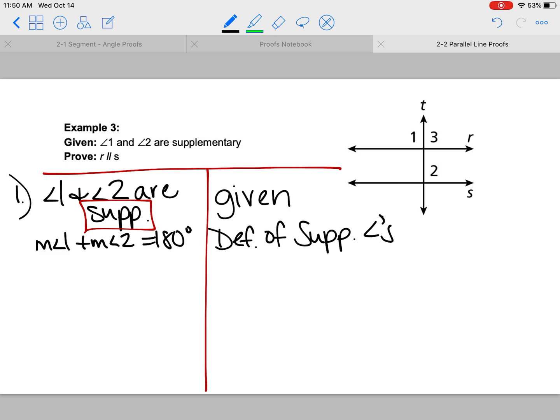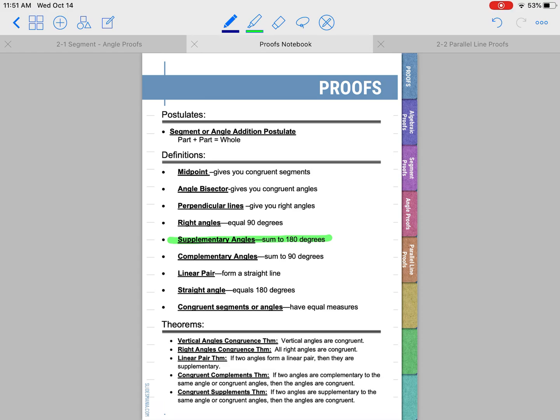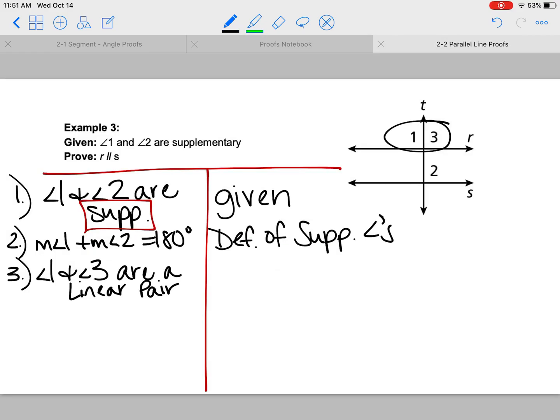Now, we don't know much else from the given. So we look at our picture and go, okay, what else do we know that we don't have to prove? Well, we know that these two right here, 1 and 3, are a linear pair because they're adjacent and they make a straight line. So we can say that next and say angle 1 and angle 3 are a linear pair. Okay, and so we think, okay, well, we spelled something out. Let's look here. Definition of a linear pair forms a straight line. Does that justify the definition? Yes. So we would say the definition of a linear pair. I'm going to abbreviate that.